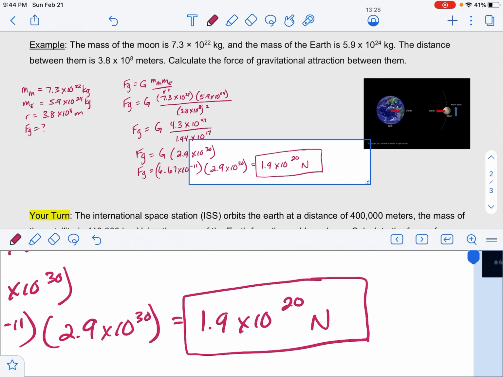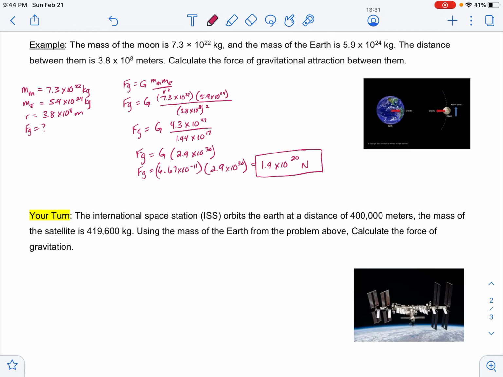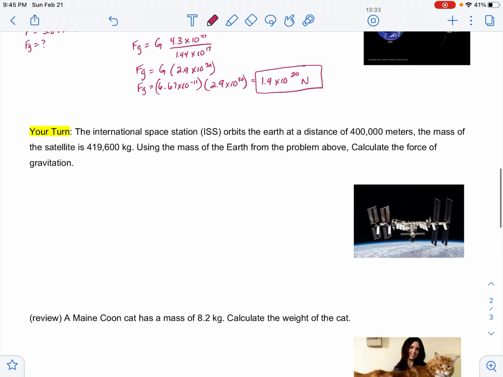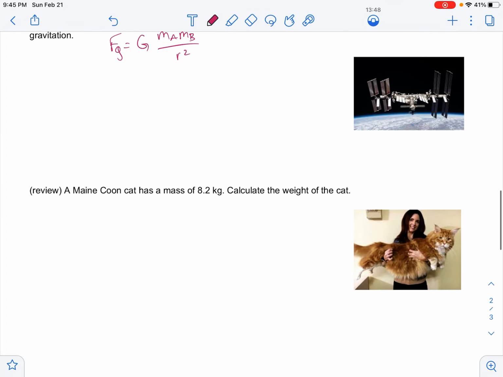All right, so you have one problem about the International Space Station here, okay, that you are going to use the same formula. So let's write it in. Fg equals G, Ma, Mb over r squared. Okay, and then you also have a review problem where you are going to find the weight of this cat. And so now we get to use the formula with acceleration due to gravity because the cat is on the Earth.